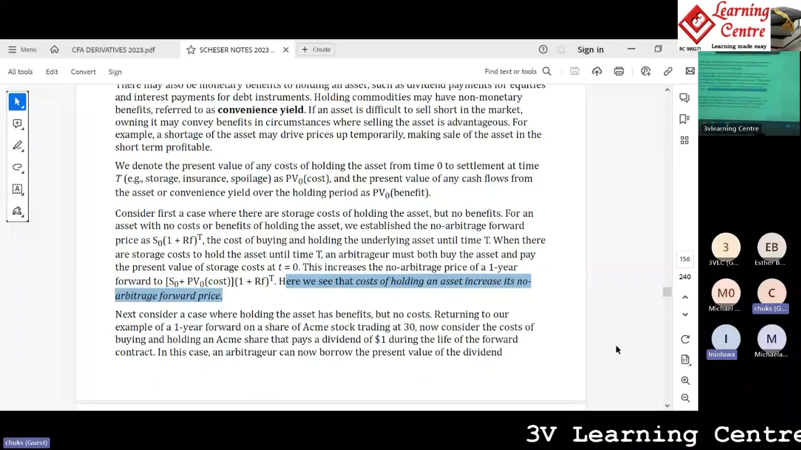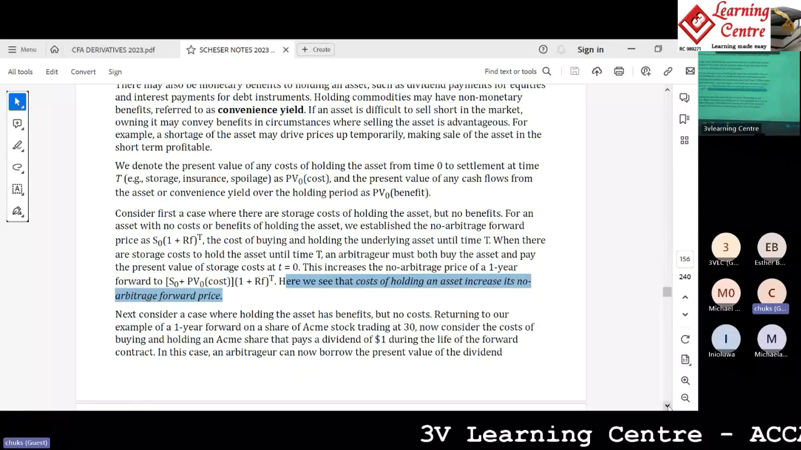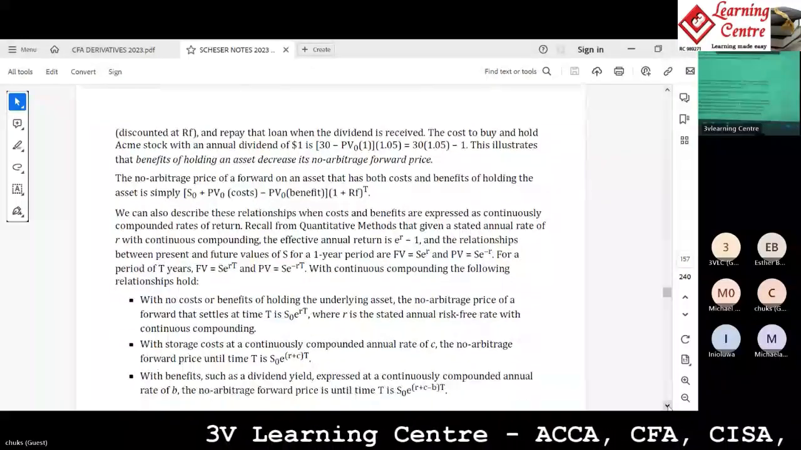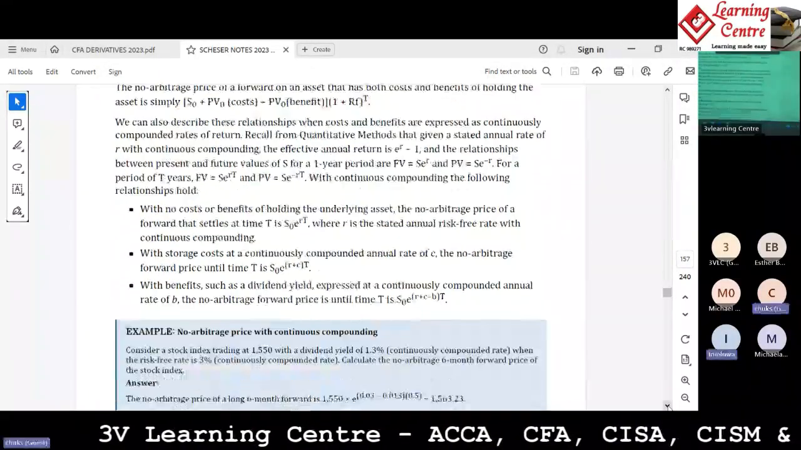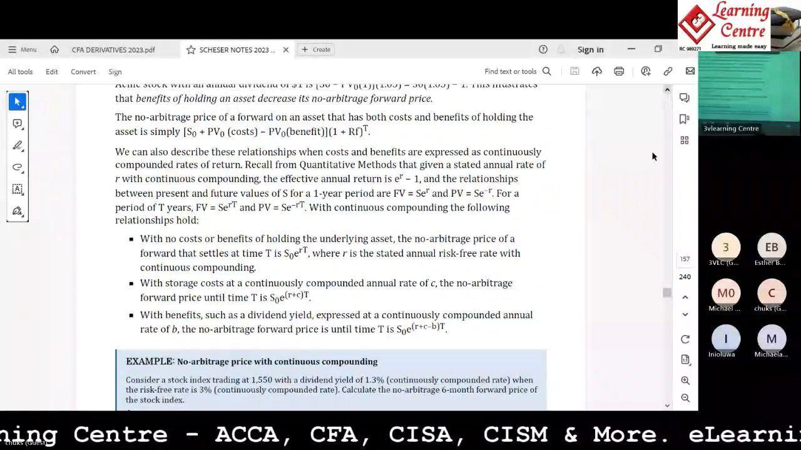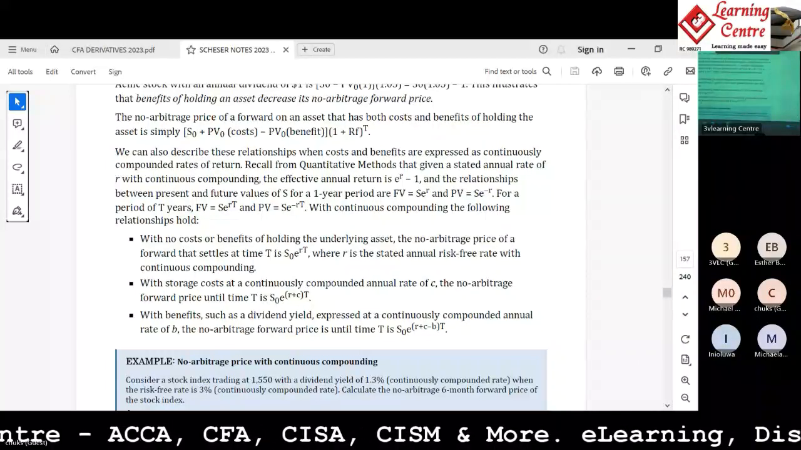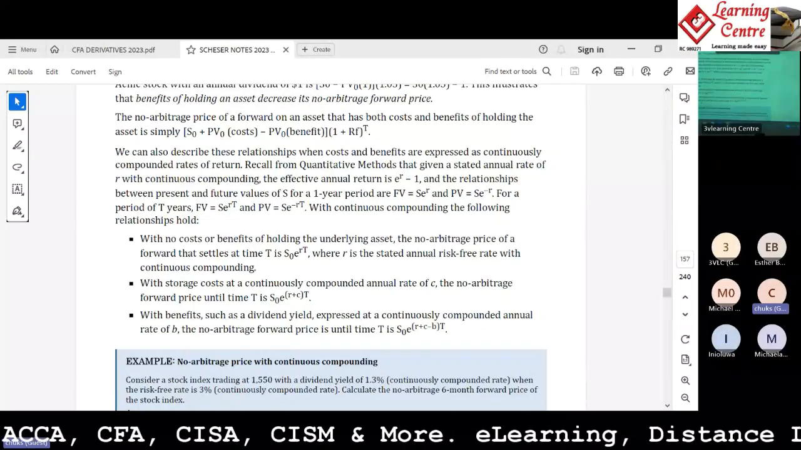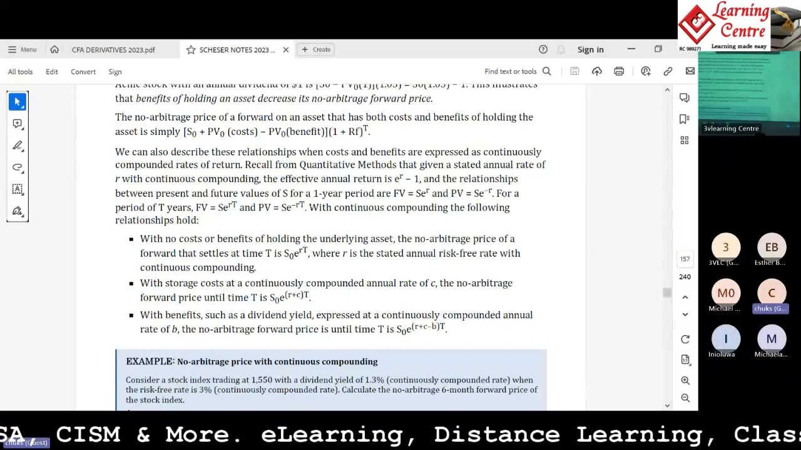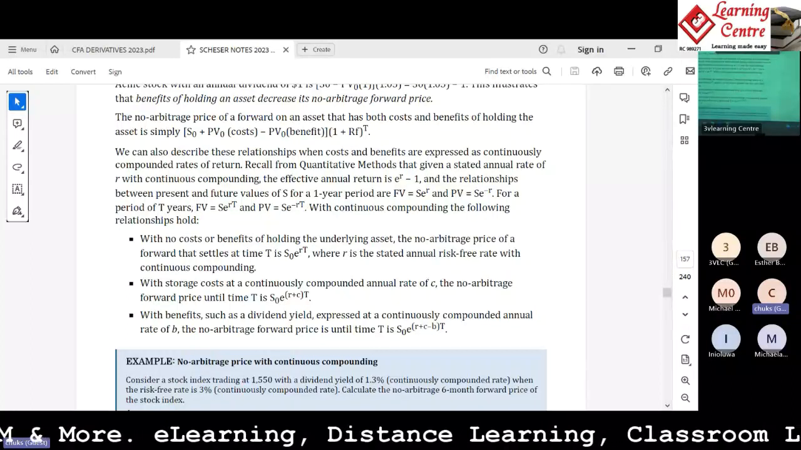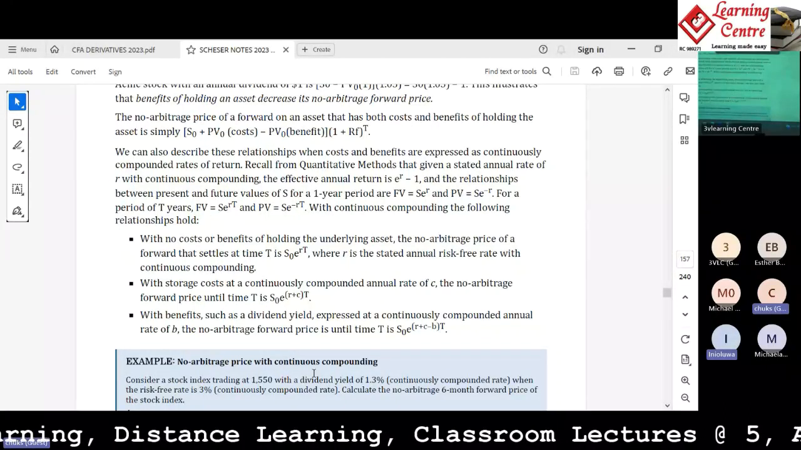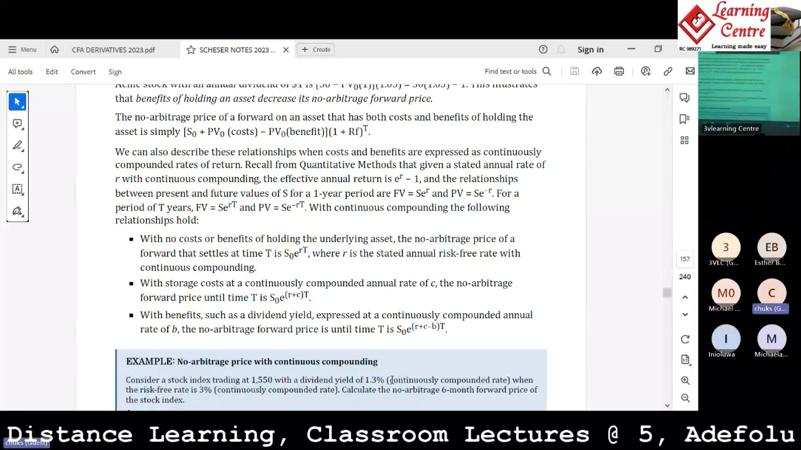Okay, so let me see, is there an example here? I want to, okay, let's use this example. So I want to explain this to you carefully because many of these formulas are a bit confusing. So I just want to break it down for you guys. Okay, so we have said consider a stock index trading at 1550 with a dividend yield of 1.3%.